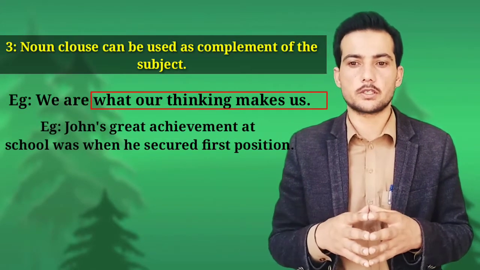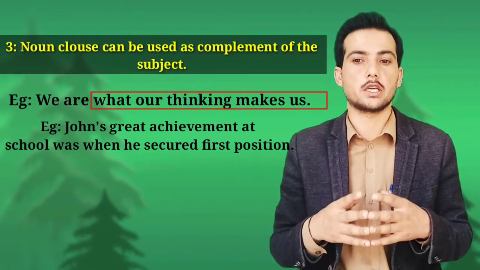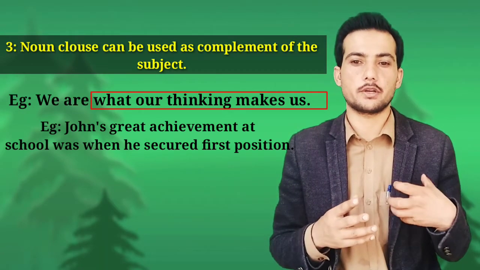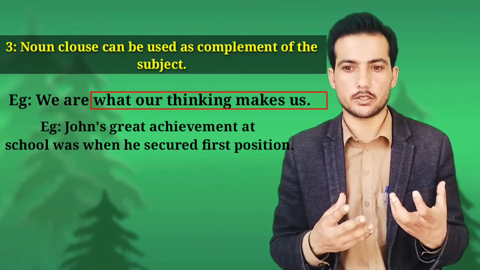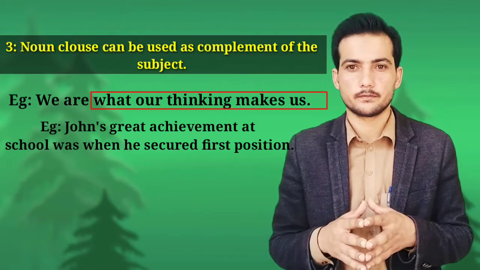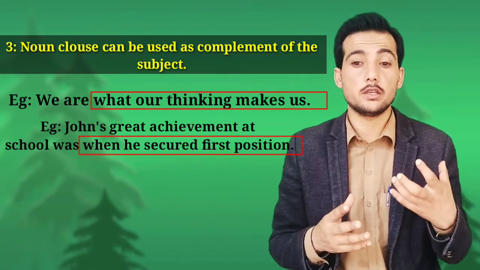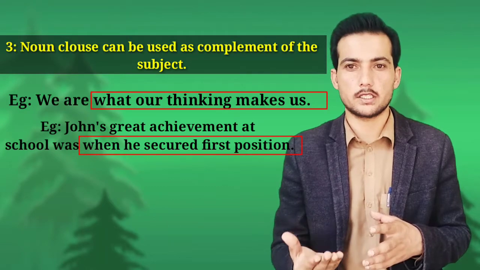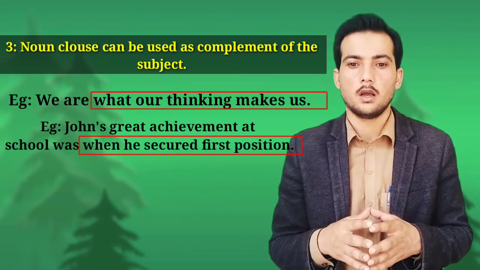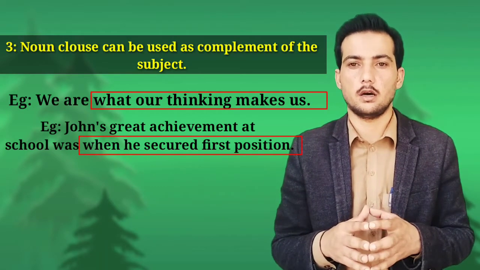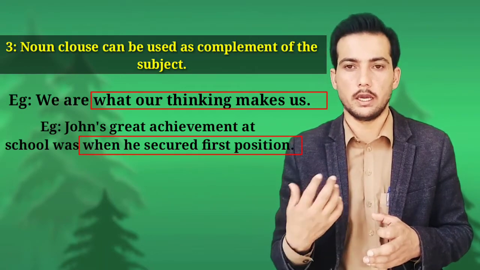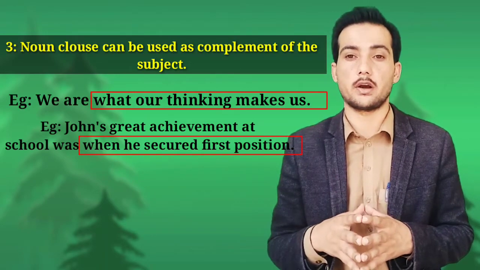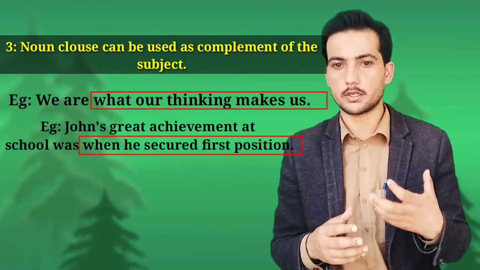John's great achievement at school was when he secured first position. So you can see that John's great achievement at school was what? It was when he secured first position. So this part of the sentence consists of a subject that is he, and after that a verb that is secured, and it is also a group of words. So it is a noun clause, and here it functions like a complement of a sentence.